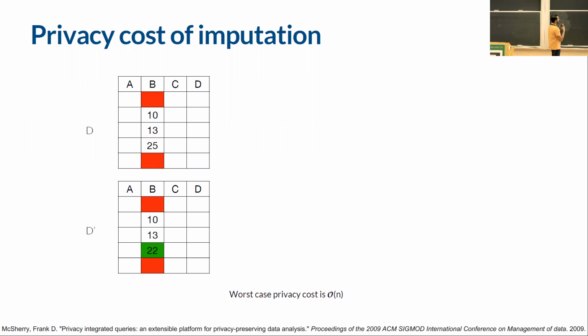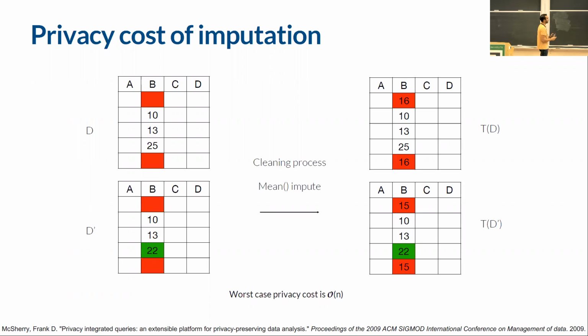Let's say we have a data set, two neighboring data sets, D and D prime. The red values are missing, and the differing row is the green one here. So 25 becomes 22. And now if you do mean impute, you get these transformed data sets.